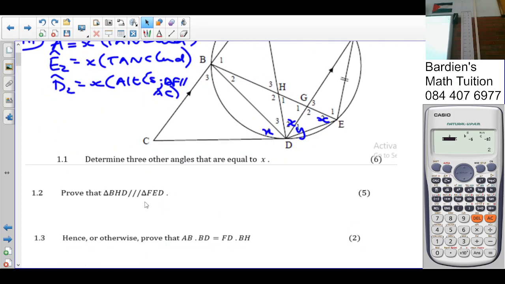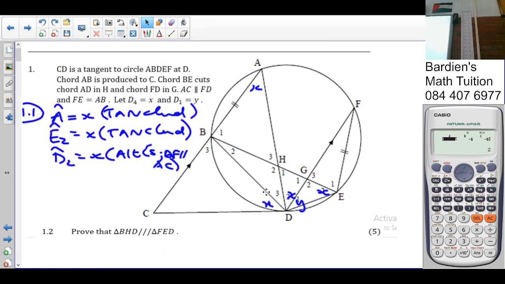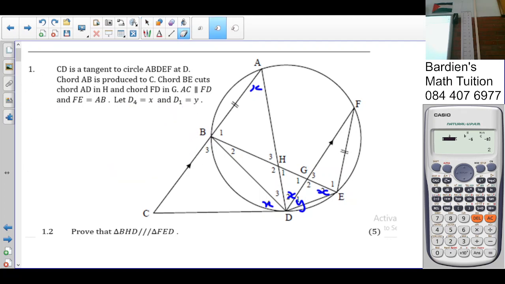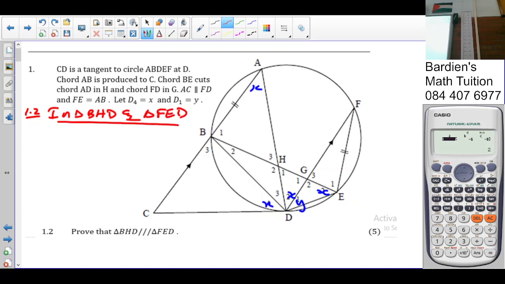So what I'm going to do is I'm just going to pull this up here. I'm going to leave the markings on the diagram. Just going to take this off here. Okay. Let's use red now for 1.2. In 1.2 they said prove that triangle BHD, so in triangle BHD and triangle FED. Okay, so BHD, this triangle here, and triangle FED.